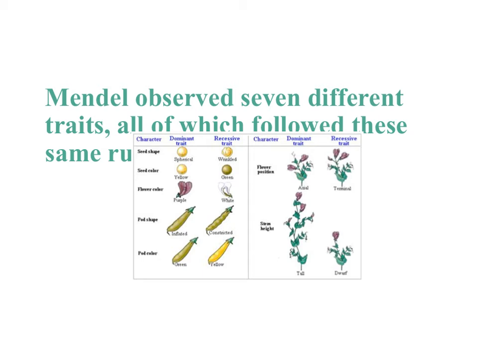So in addition to seed color, Mendel observed 7 different traits in his pea plants. He studied seed shape, seed color, flower color, pod shape, pod color, flower position, and stem height. And all of these 7 traits followed the same rules that he observed with the pea color.